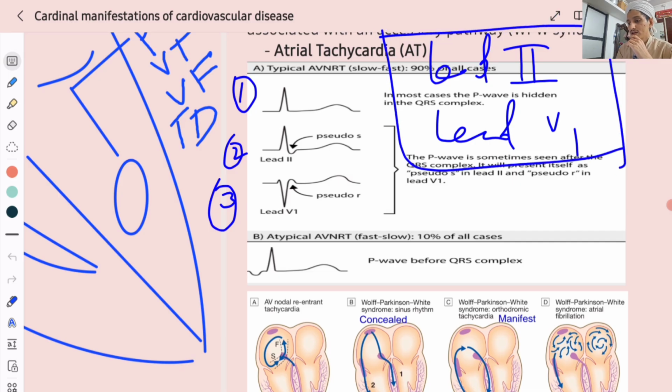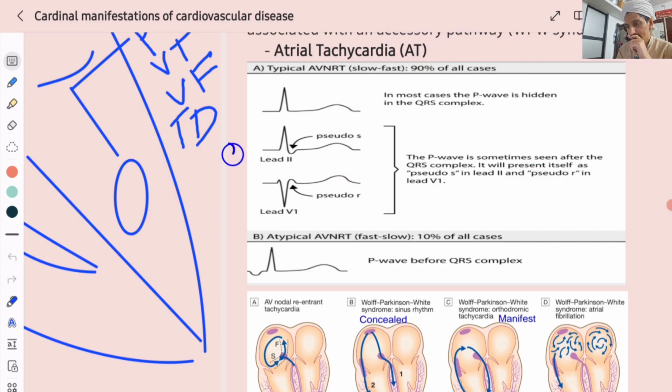Okay, the second one is, the P wave is sometimes seen after the QRS complex. It will present itself as pseudo S in lead 2 and pseudo R in lead V1. See, this is the pseudo R or pseudo S. In 90% of cases it will be like this only. In lead 2 it will be present as pseudo S, and in lead V1 it will present as pseudo R.